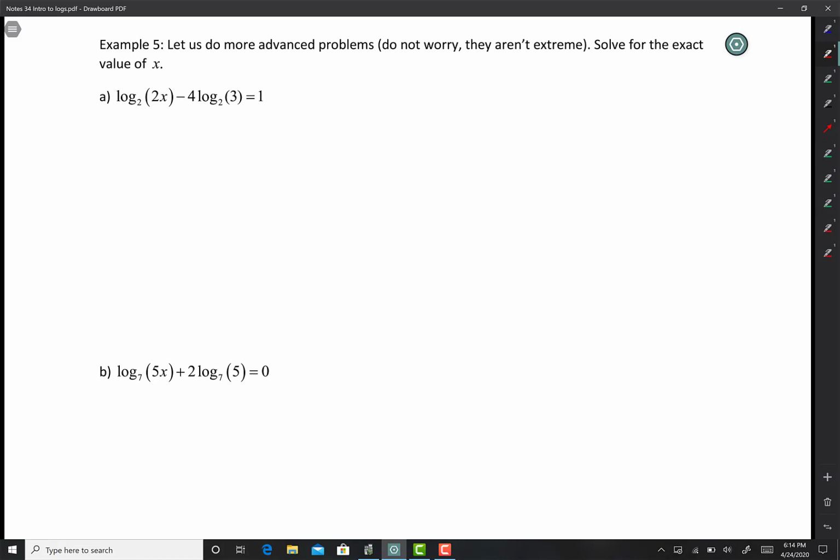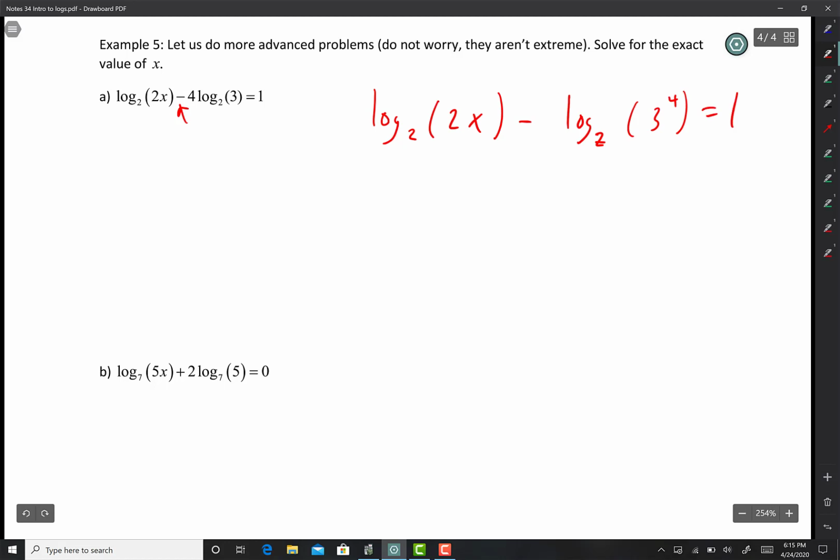So log base 2 of 2x minus 4 log base 2 of 3 equals 1. So what I want to do is I see a quotient and I see my same logs. Well, before I combine them, I'm going to convert this power here first. Log base 2 of 2x minus log base 2 of 3 to the 4th power equals 1.